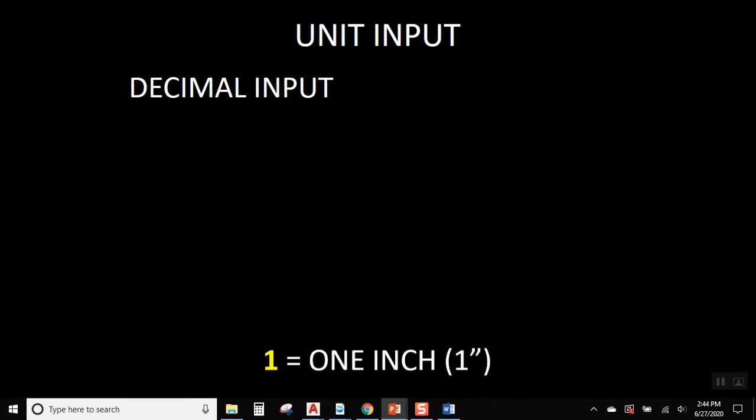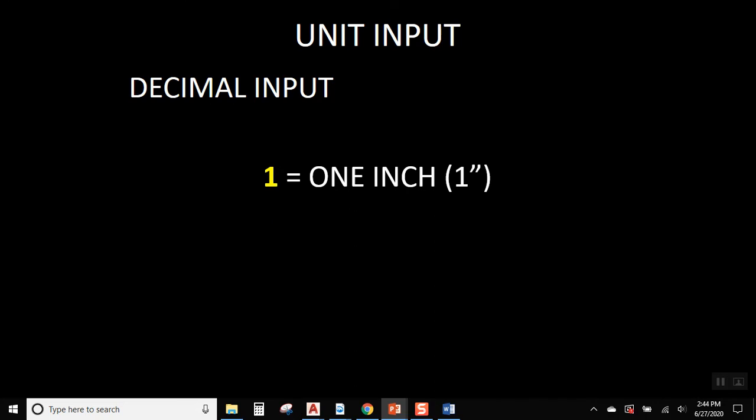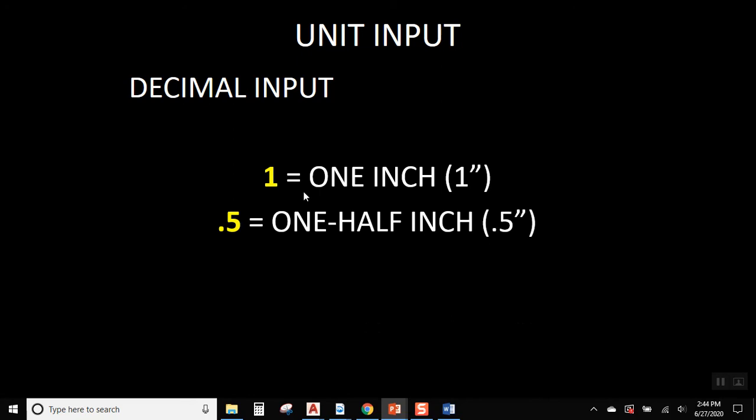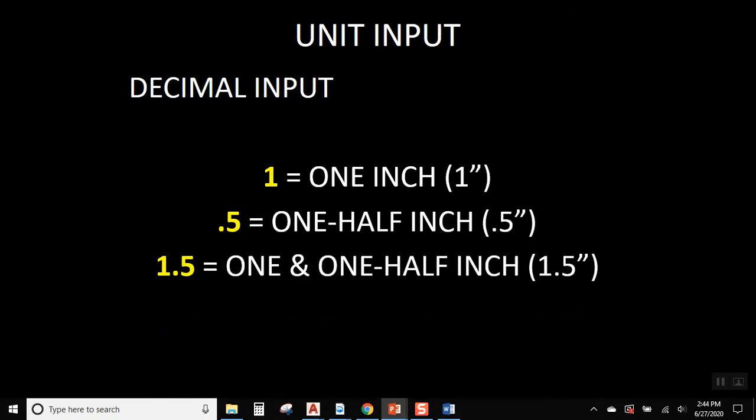Decimal input. If you want to make something 1 inch long, well, you just type in 1. Easy. You want something a half inch long, you type in 0.5. You want 1.5 inches, you type in 1.5. And we've done this. You've done a whole bunch of drawings like this, right? This is piece of cake. You're very used to doing this now.